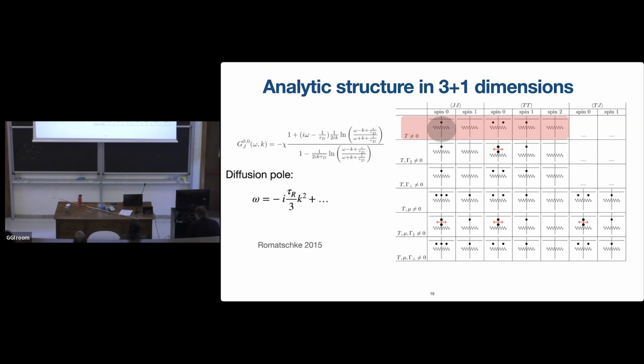So Paul Romatschke computed, for instance, this guy here. This is exact. You see you have this logarithm and you have this denominator. This comes from the fact that you have this matching condition. You can solve for omega, expand for small k, and you see you have a diffusion pole. The diffusion constant, there's only one scale in the game, is the relaxation time divided by the spatial dimension, which is 3 in this case.